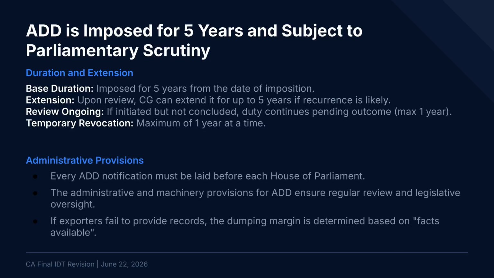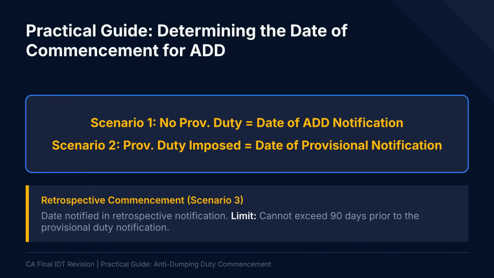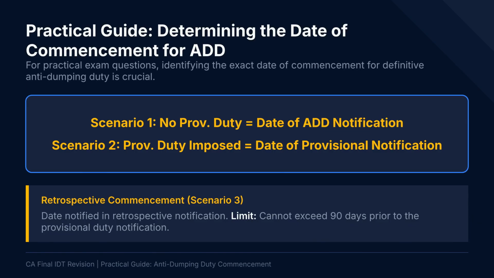if exporters fail to provide necessary records during investigations, authorities are empowered to determine dumping margins using the best facts available. For examination purposes, determining the commencement date of anti-dumping duty is extremely important. If no provisional duty exists, the definitive duty starts from the date of the final notification. If provisional duty has already been imposed, the commencement date shifts to the provisional duty notification date.